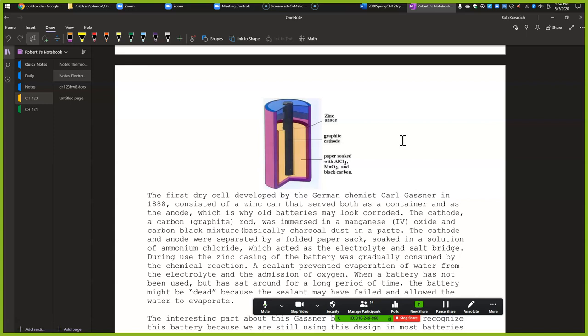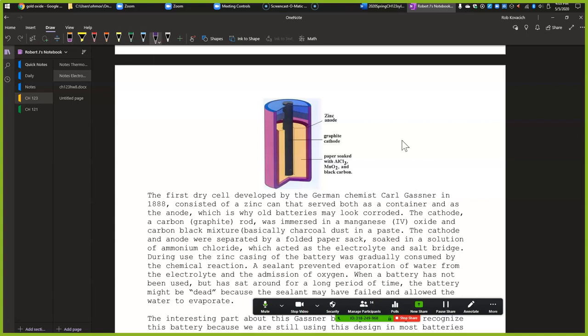Okay, so the batteries that we're looking at, this one here on the screen, is called a dry cell battery. It's a little bit of a misnomer because it does have moisture inside of it. It can't operate unless it's wet. So the battery itself is damp. If you were to crack open a C or a AA or a AAA or something like that, the paper that's inside of there would be a little bit damp, and that acts as the electrolyte and acts as the salt bridge all at once.